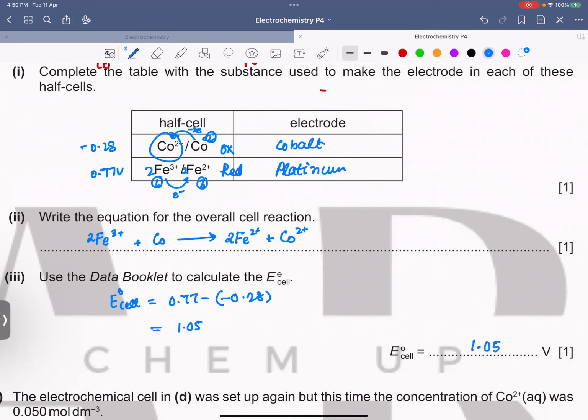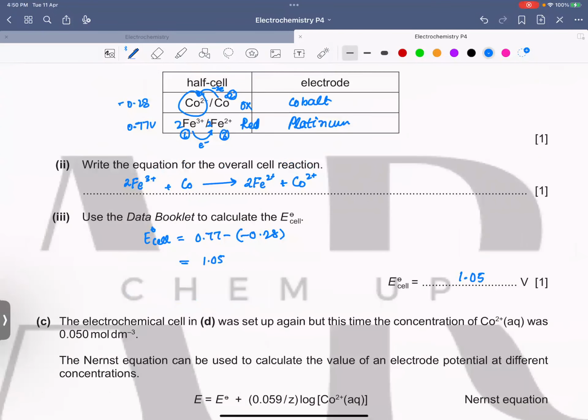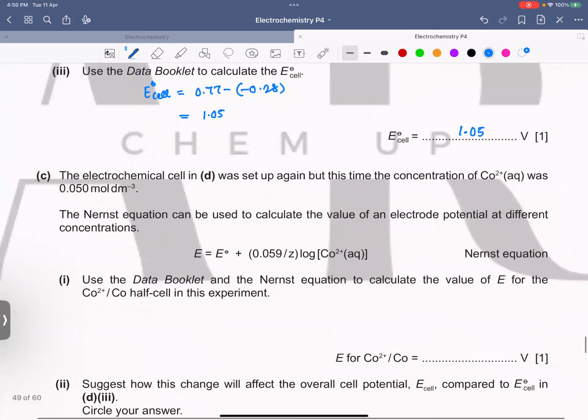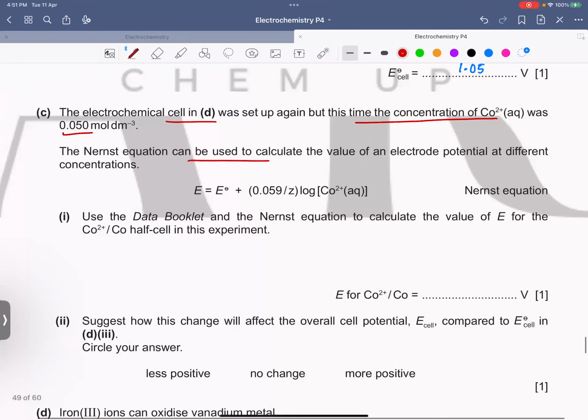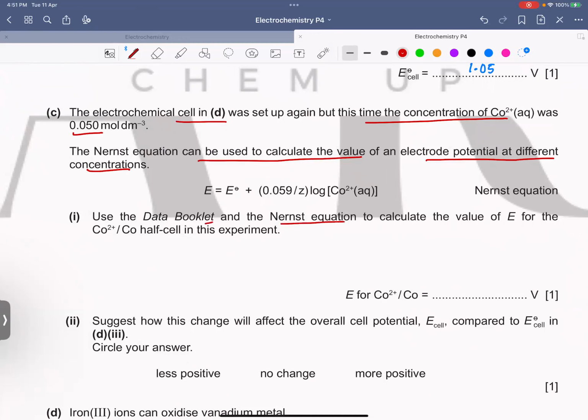See, again we have a Nernst equation. The electrochemical cell 0.05 mole per dm cube. So now it's not standard. So if I have to figure out the value of its E value, then I have to use the Nernst equation. The Nernst equation can be used to calculate the value of an electrode potential at different concentrations. Use the data booklet and the Nernst equation to calculate the value of E for the Co2 positive cell in this experiment.